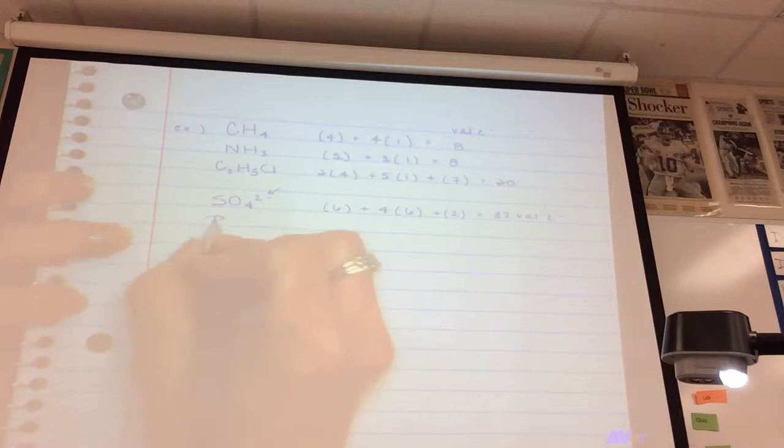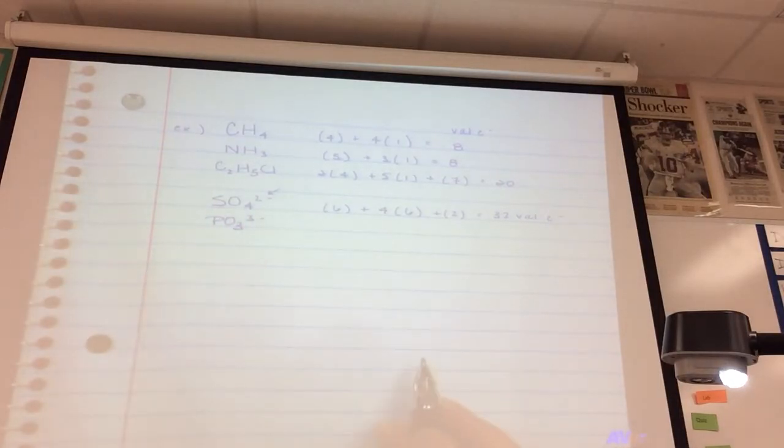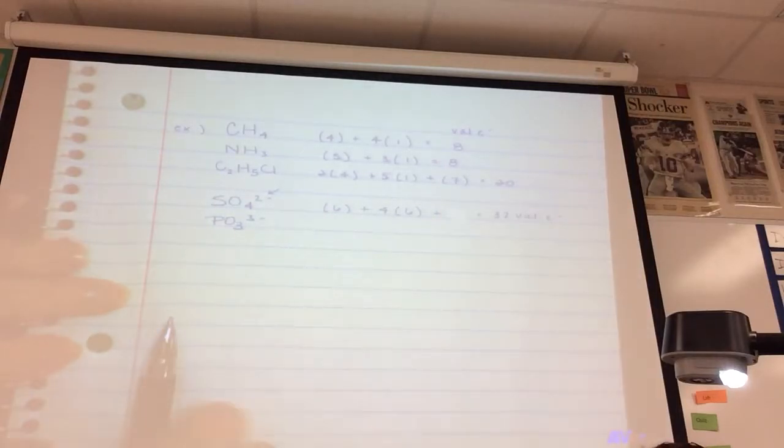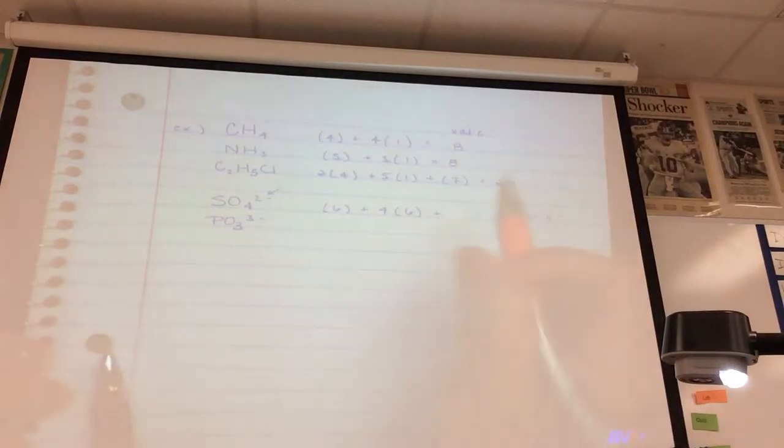Try this one, phosphite ion. And I usually put the valence number in parentheses, so maybe the extra electrons you don't want to put in parentheses, maybe that would be the distinction you're looking for.